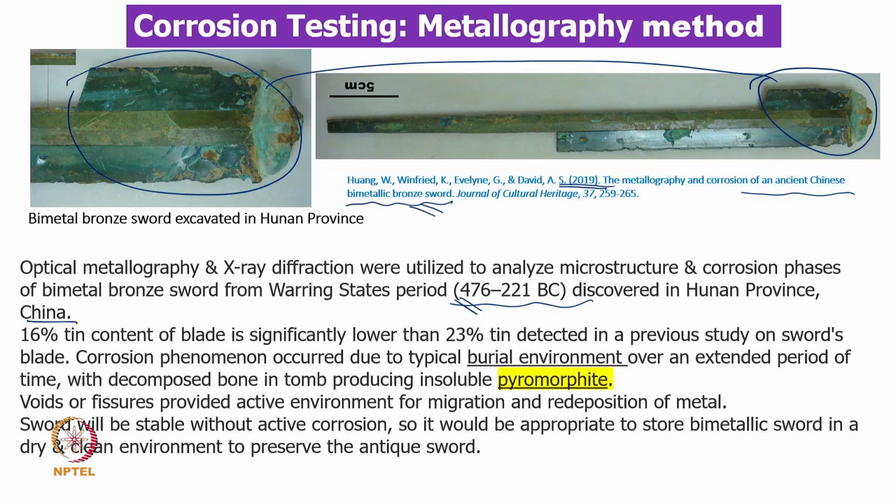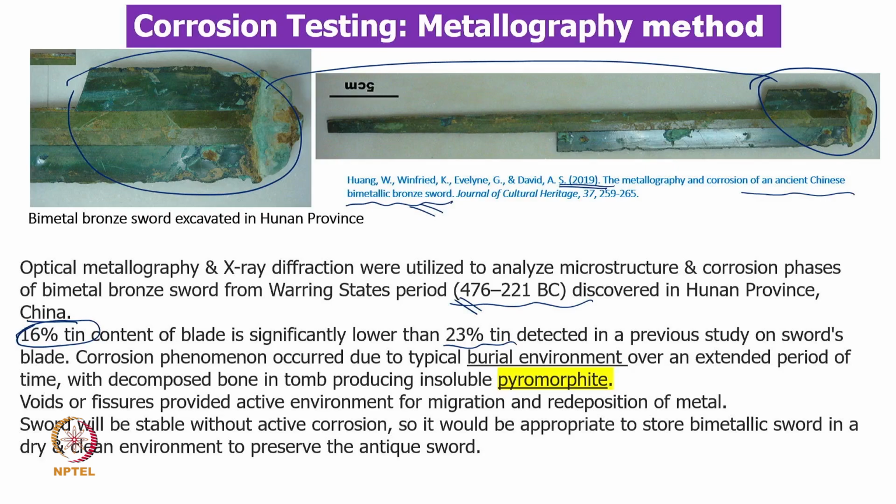And one of the major important things is that earlier there was some case study, and they say that this kind of sword generally contains 23% tin, and in this case study they find 16% tin. That means if the earlier study was correct, there are two possibilities. One is that there is corrosion and material is getting removed, or tin has been getting transferred from that section to some other section.